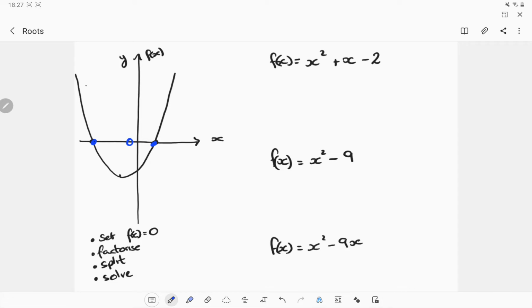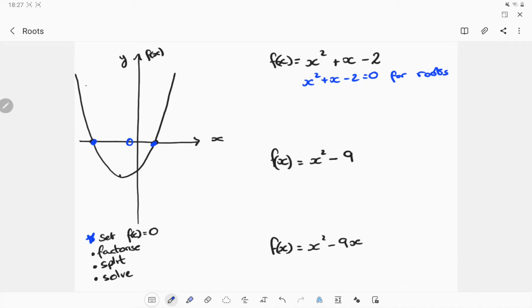And this is why our first step is set f of x equal to 0. For ease, we normally write the equal 0 on the other side because we like to use this phrase. Equals 0 for roots. Next on our list, because there's no way for you to end up with x on one side, numbers on the other when you solve this equation, we have to factorize.